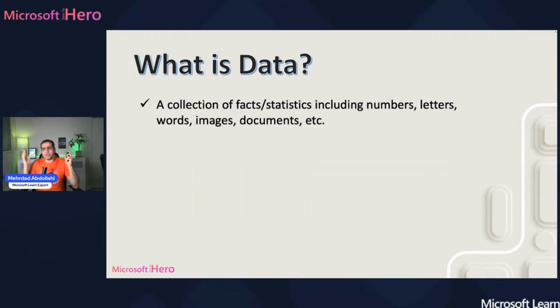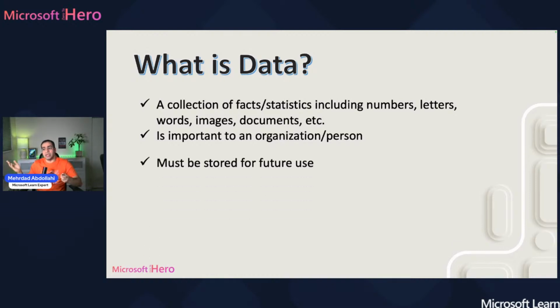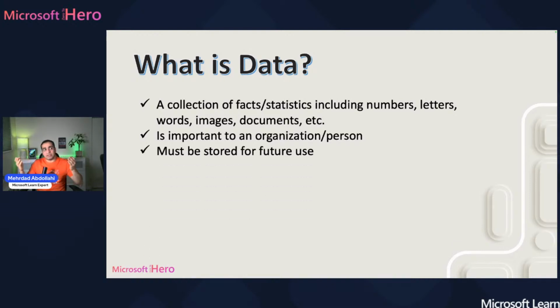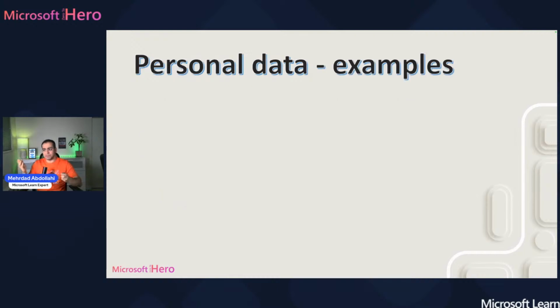In simple words, we can say data is a collection of facts and statistics, including numbers, letters, words, images, and documents, that are really important for an organization or for a person, or for personal usage. And we must store them somewhere, in order to reference them later, or even to use them for analysis purposes.